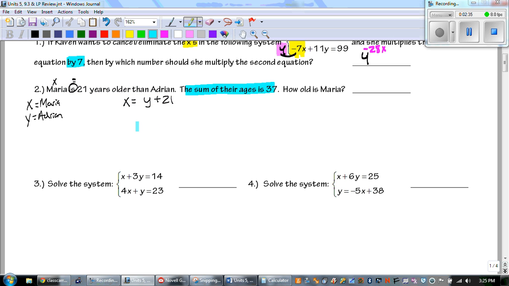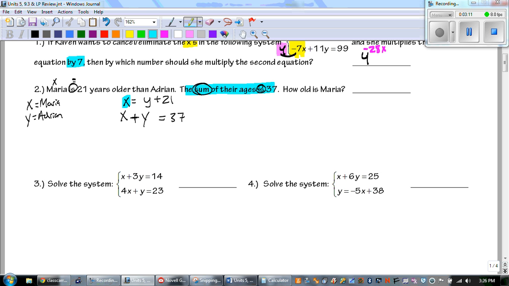Now let's look at the second equation. The sum of their ages is 37. So once again, is means equals, and they're 37. And what are we doing? We're taking the sum of their ages. Who's they or their? Adrian and Maria. So x plus y equals 37 is that second equation. Okay? So now what we're going to do, how would we solve these? I'm going to move the second one just a little bit.